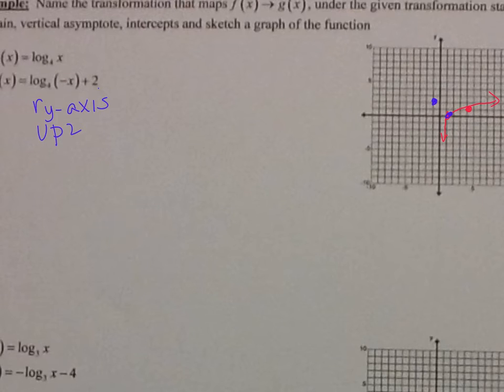And then let's do the other point here. I'm starting here. So I'm flipping over the y-axis. So it's 4 boxes to the y-axis. Flip over. Go 4 boxes, and then up 2. And my graph will look like this.